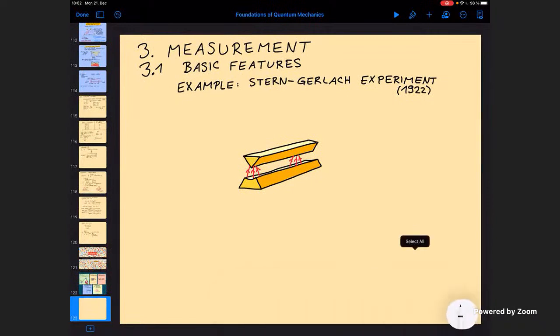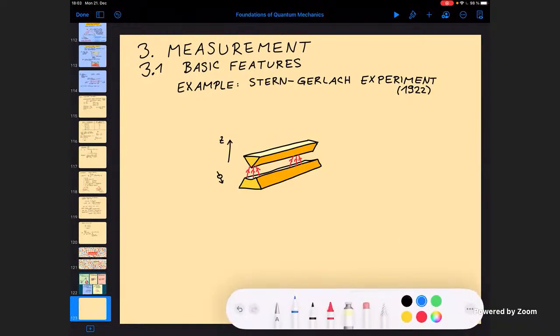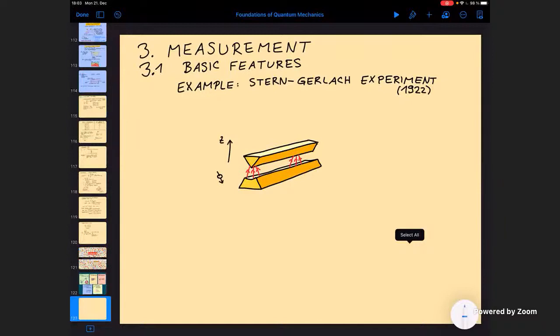Now, just to fix the coordinate system, the direction of the magnetic field pointing upwards, that's the z-axis for me. And now you can send in a particle that has a spin pointing in an arbitrary direction, in a superposition of up and down, if you like. And then what you see is that if you follow the trajectory of this particle, if it had spin up, it might end up in the upper part. If it had spin down, it will be deflected downwards. And there's nothing in between.